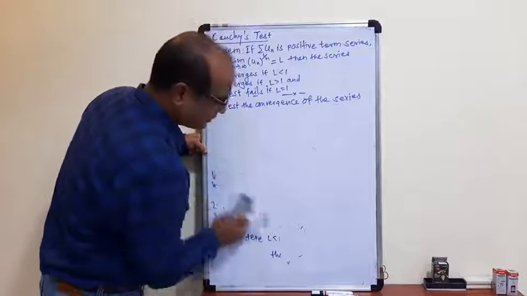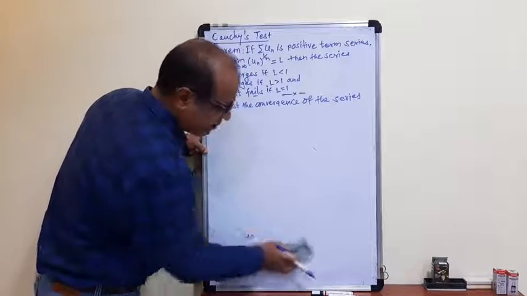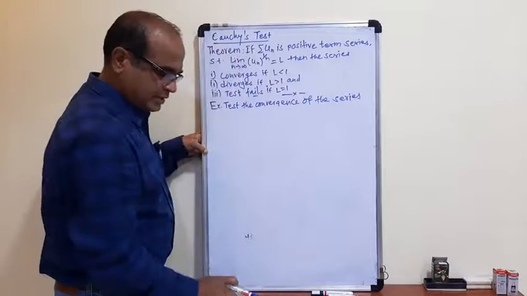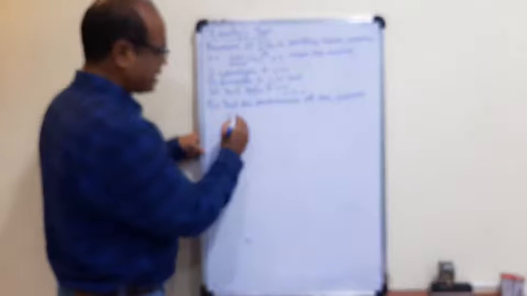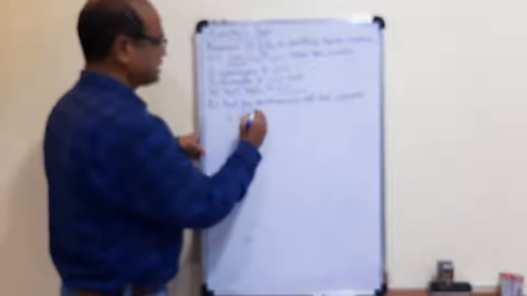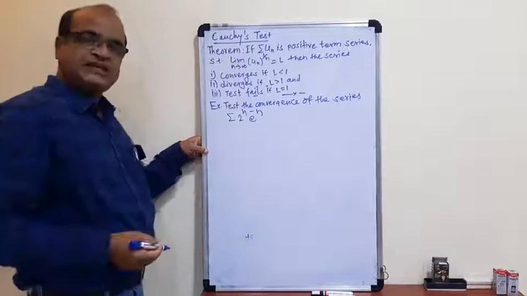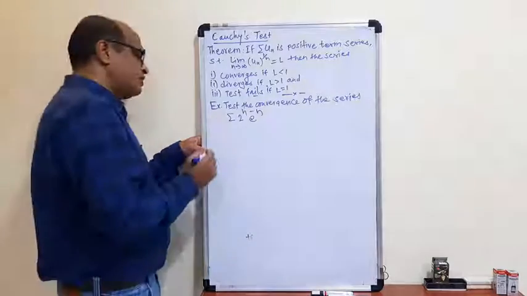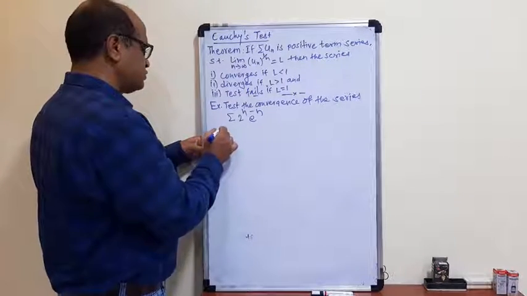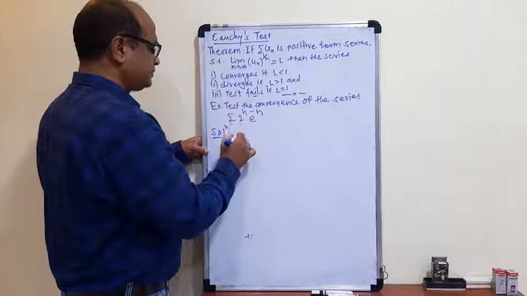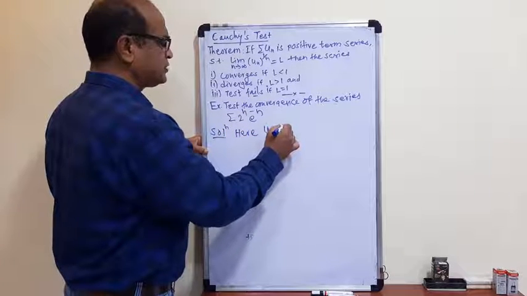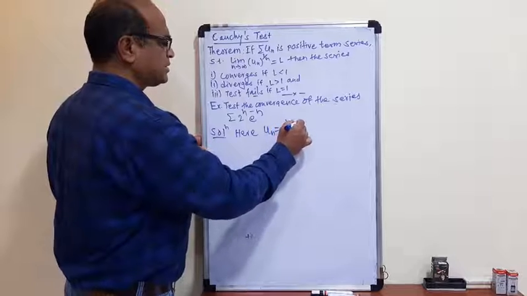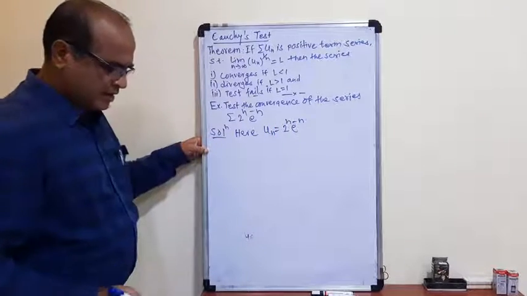So what is the next example? Test the convergence of the series here. Another very simple example: summation 2 raised to n e raised to minus n. So test the convergence of that series. Solution. So here the nth term of that series is 2 raised to n e raised to minus n.